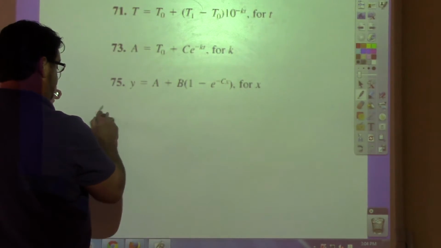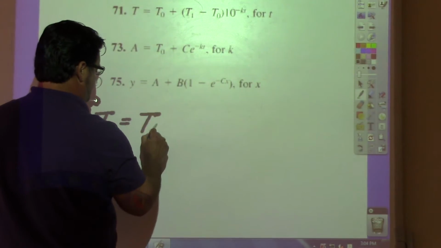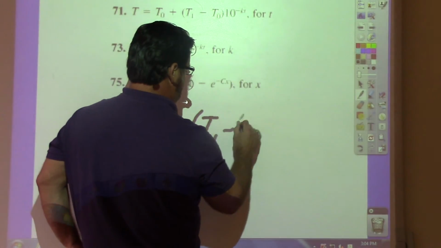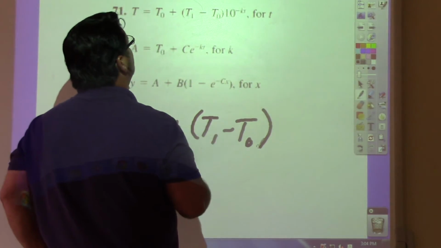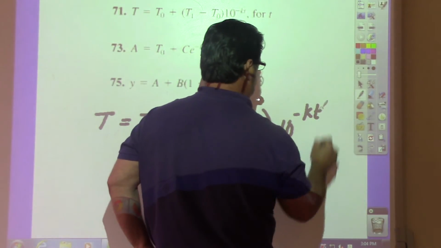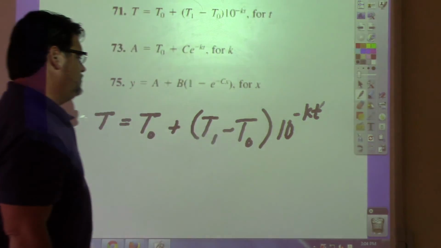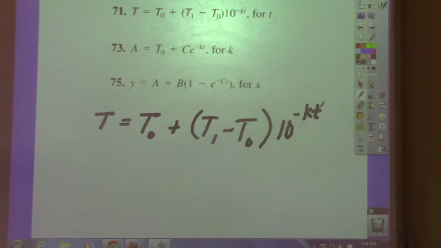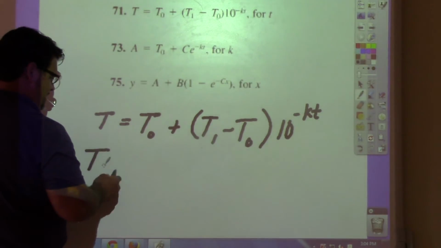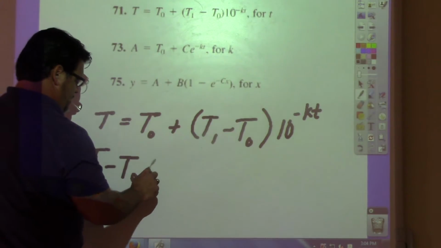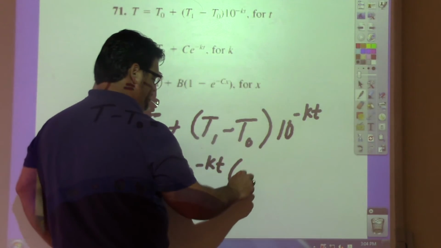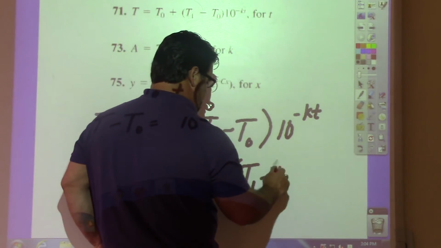All right, T is equal to T sub 0 plus parentheses T sub 1 minus T sub 0 times 10 to the negative KT power. Now the first thing I'm going to do is get this T sub 0 over here, get it out of the way. So that's T minus T sub 0 is equal to 10 to the negative KT times T sub 1 minus T sub 0.